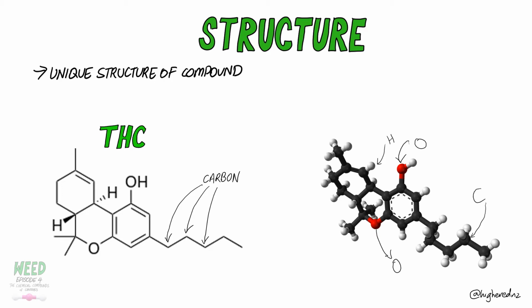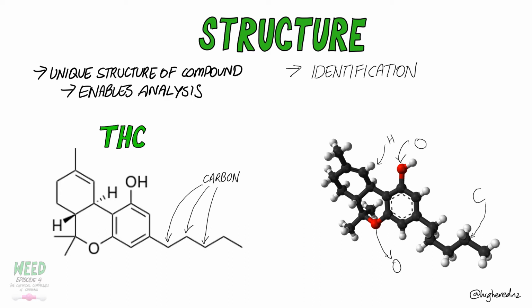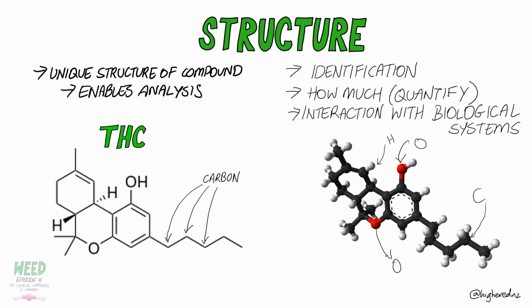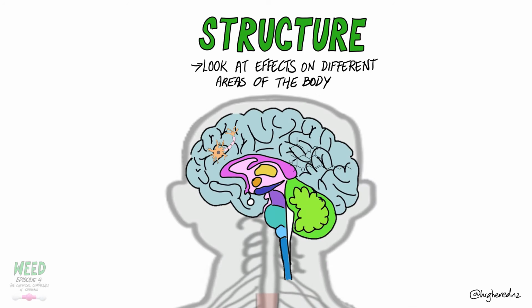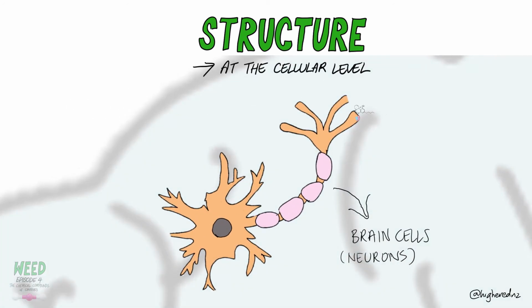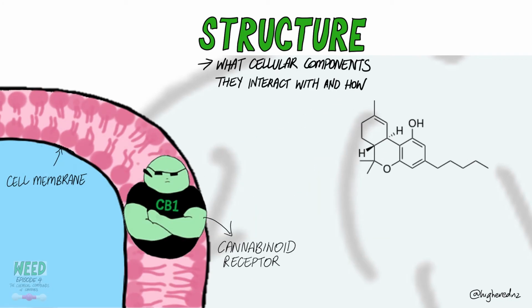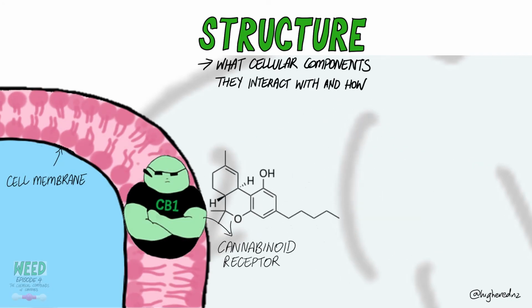Each compound has a unique structure which allows the identification and quantification of a specific compound within the sample. For example, we can identify and figure out how much THC there is in a cannabis-based product. We can also look at the interaction of the compound in biological systems, such as THC within the human body. We can look at the effects on different areas of the body, at the cellular level, and look at what cellular components the chemicals interact with and how.